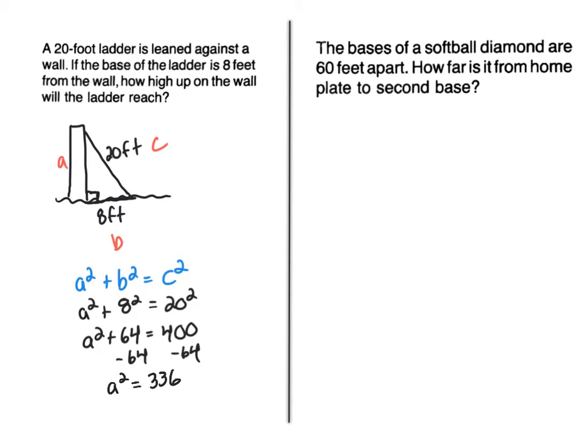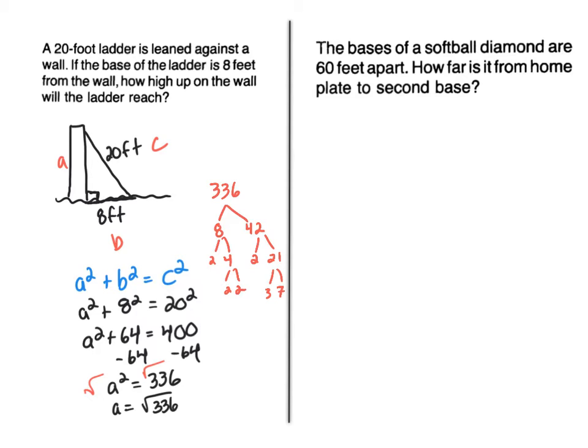To get rid of the squared, I know I need to take the square root. So that gives me A is equal to the square root of 336. Up here, I'm going to break 336 down with a factor tree. I know 8 goes into 336, so we have 8 times 42. 8 breaks down into 2 and 4. 4 breaks down into 2 and 2. 42 breaks down into 2 and 21, or 3 and 7.